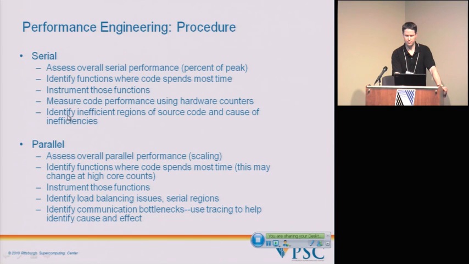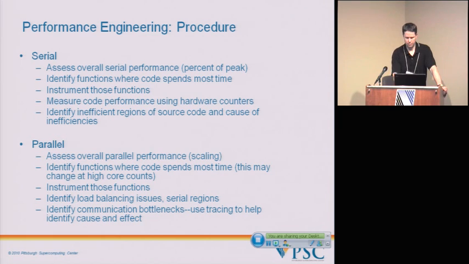And then to address these problems in serial, you'll identify the regions of the source code that are not running efficiently in serial, and then you'll try to determine what the cause of that is, and then correct it. And in parallel, you'll be looking at where the communication bottlenecks are. You might be able to use something like tracing there to identify cause and effect.